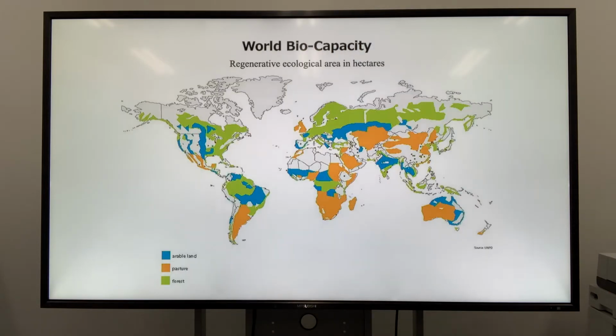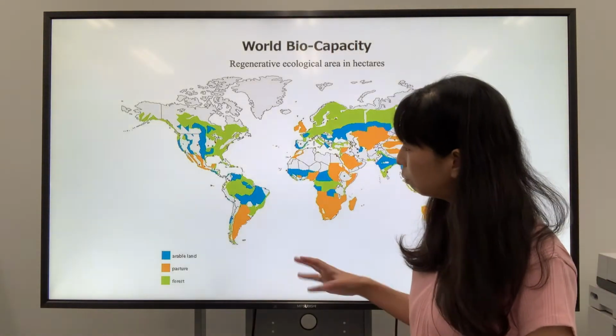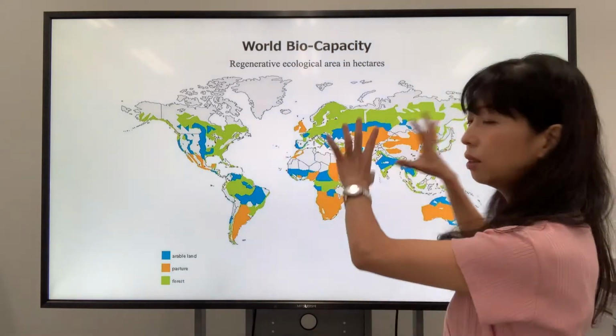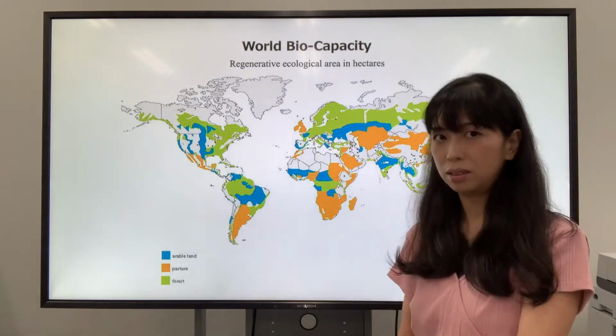So this is a diagram to show the world biocapacity. Biocapacity means regenerative ecological area, which is also represented in hectares. I've only shown the arable land, pasture and forest, but these are the distribution of where you can find this area that is regenerative.